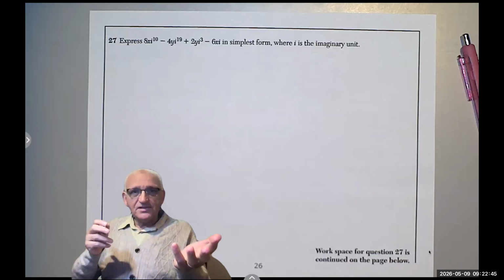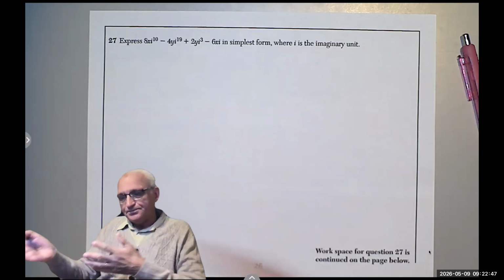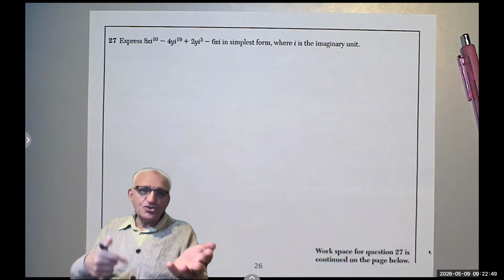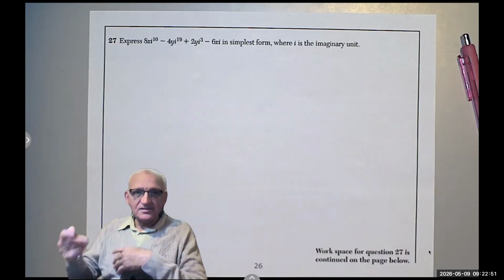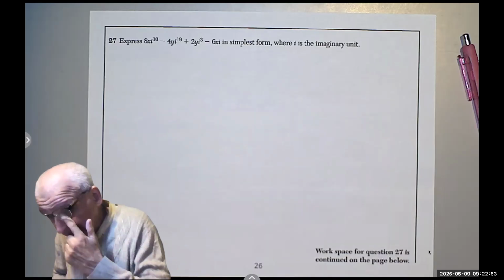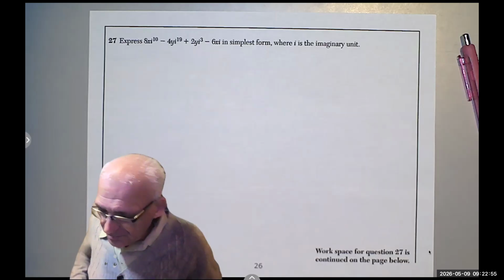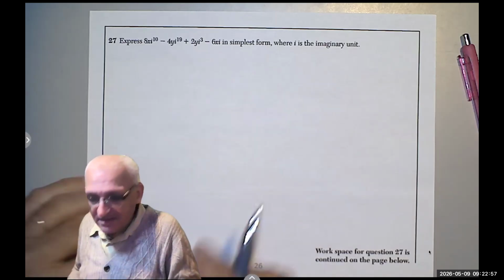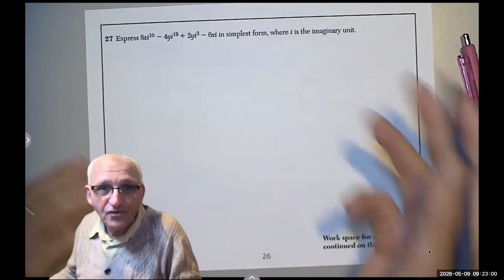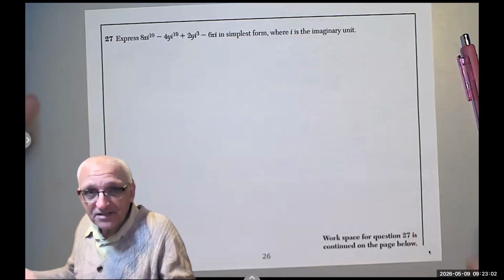If the remainder is 1, then it becomes i. If the remainder is 2, it becomes negative 1. And if the remainder is 3, it becomes negative i. So you just divide by 4 and see the remainder. Of course, 10 over 4, you get 8 and a remainder of 2.